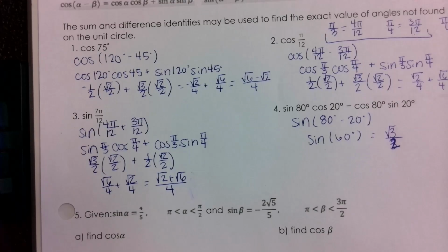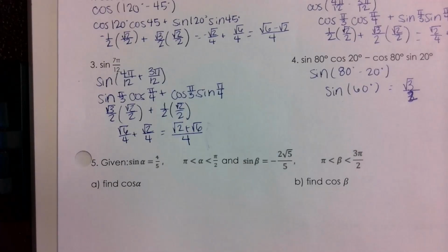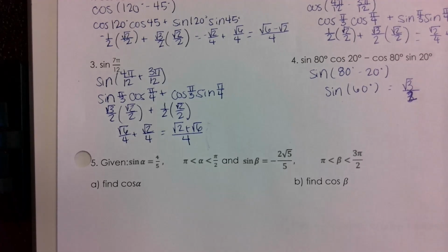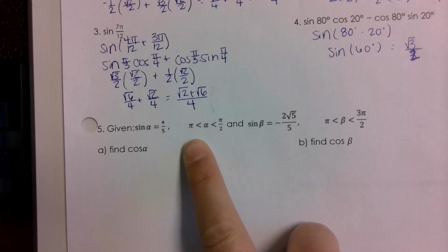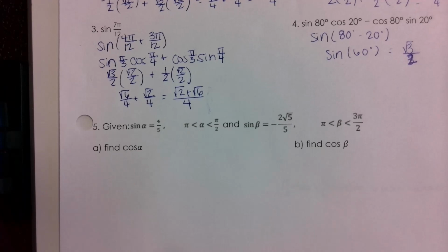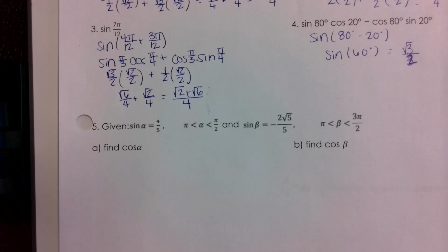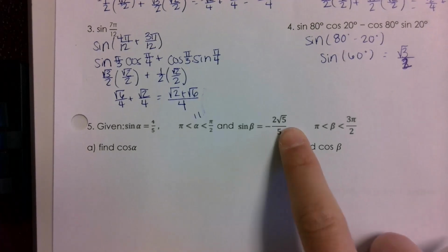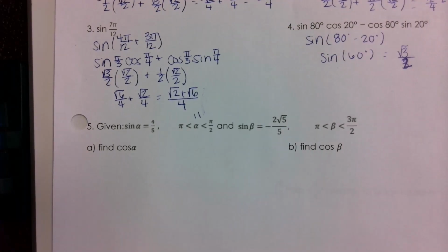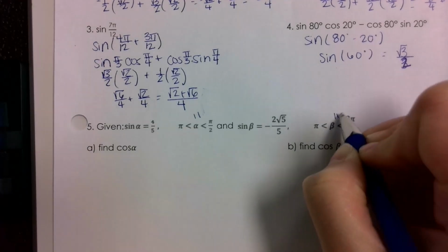Let's try another one. The next one is a little bit different, because they're telling you this is not on the unit circle. You're given that sine of A is 4 over 5, and your angle is between pi and pi over 2. So what quadrant is that going to fall in? 2. And then it says that sine of B is negative 2 root 5 over 5, and that angle is between pi and 3 pi over 2. So what quadrant is that going to be in? 3. Those are helpful things to know.